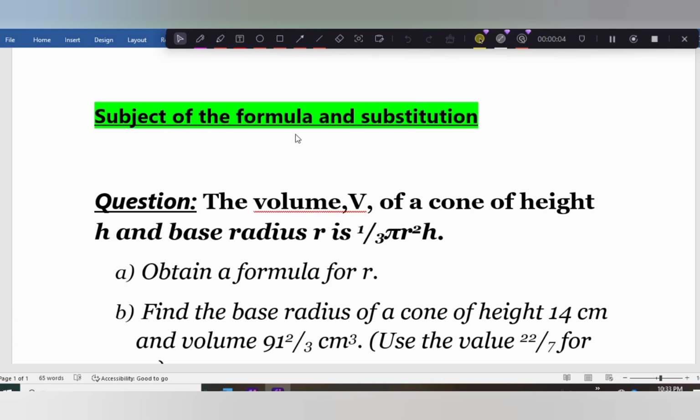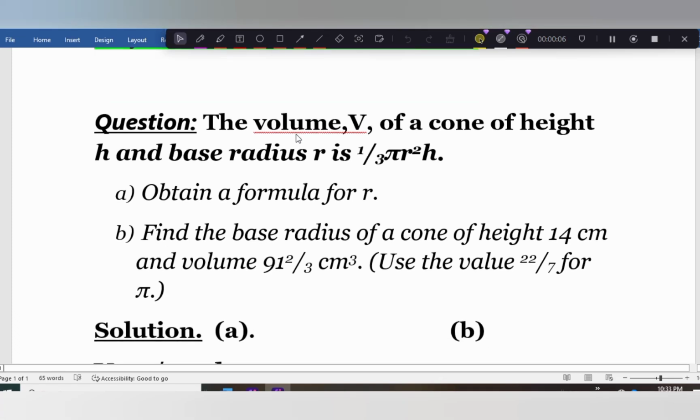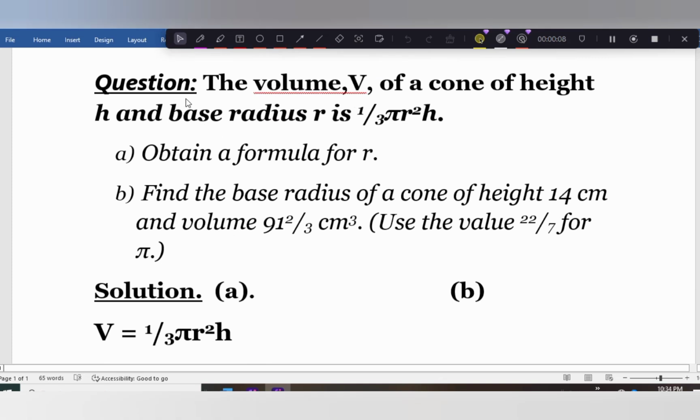Subject of the formula and substitution. We have a question, and the question is: the volume V of a cone of height h and base radius r is 1/3 pi r squared h. A: obtain a formula for r, and B: find the base radius of a cone of height 14 cm and volume 91 2/3 cm cubed.